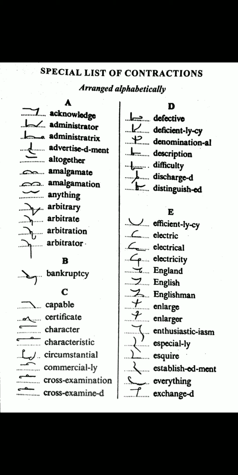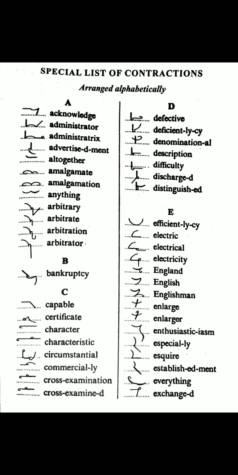Downward R on the line, T stroke with R hook with Chen hook for arbitration. Downward R on the line, T stroke with R hook, another T is used here for arbitrator. B stroke on the line, NGR with S stroke for bankruptcy.